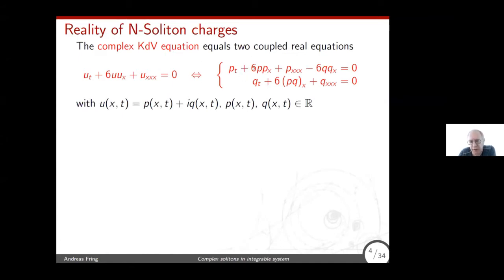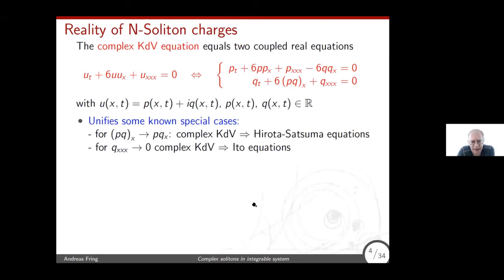If you look at the real and imaginary part, you can also look at this equation as a system of coupled equations. They are not entirely unknown. In some special cases, they reduce to some known integrable systems. If I simplify this term over here and leave out one of the derivatives, the term p_x q, then it becomes the Hirota-Satsuma equation. And if I set the third order derivative of q to 0, then it reduces to what is called the Ito system.